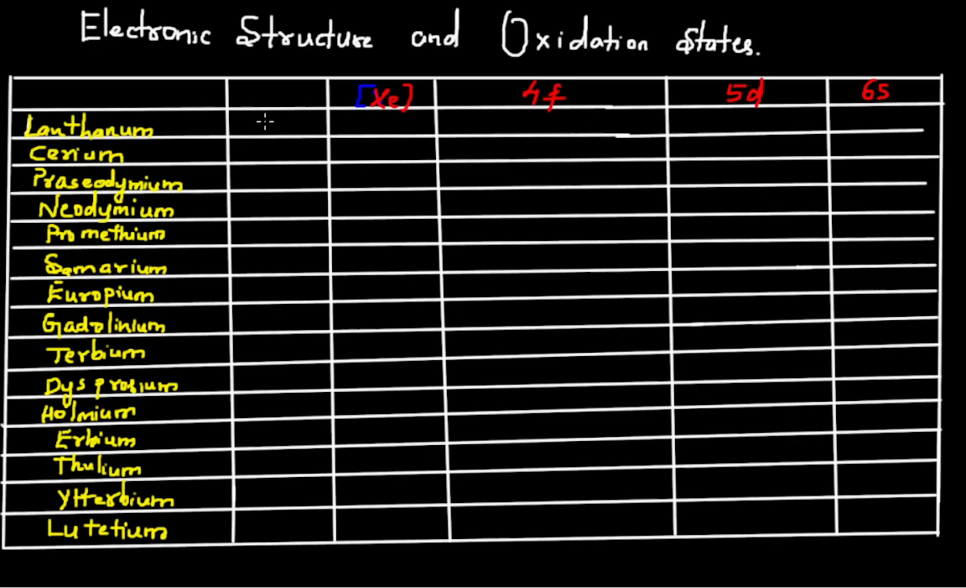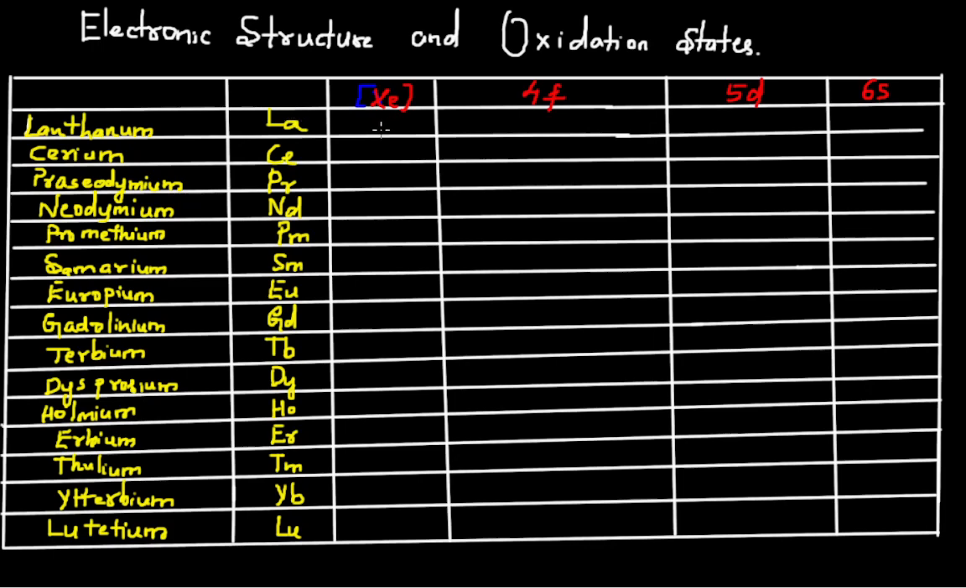Okay, so the short names of these are La for lanthanum, Ce, Pr for praseodymium, Nd for neodymium, Pm for promethium, samarium, europium, gadolinium, Tb, terbium, dysprosium, holmium, erbium, thulium, ytterbium, lutetium. Okay, so how do you remember this?